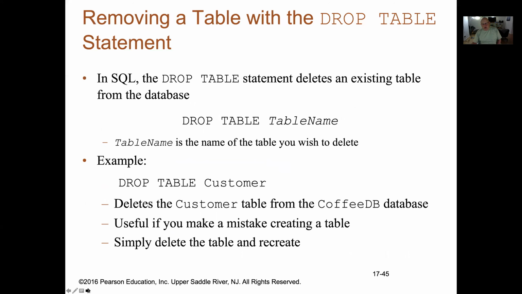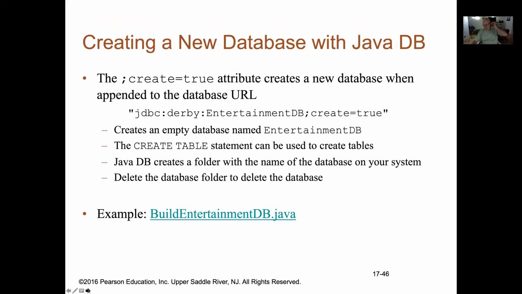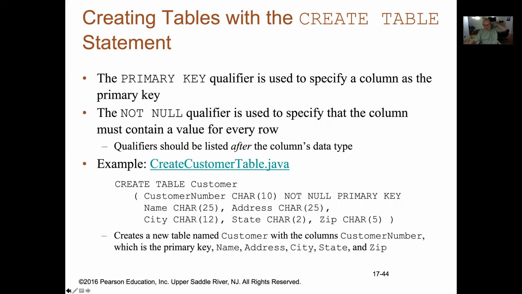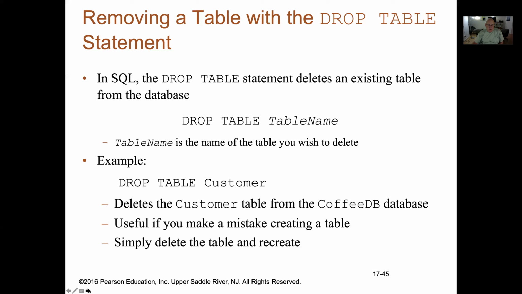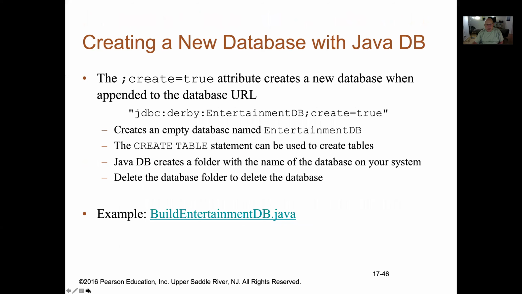So you can remove a table with a drop table statement. We talked about creating tables, and we're talking about removing a table with the drop table statement. And we're talking about creating a new database with Java DB. The create=true attribute creates a new database when appended to the database URL. For example, jdbc:derby:EntertainmentDB;create=true.